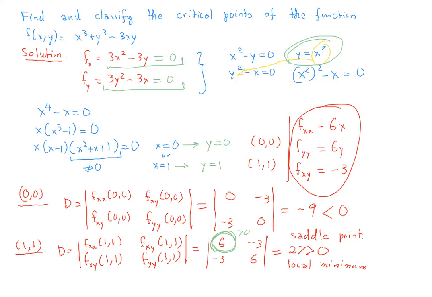In the case that D is less than 0, what that implies is that you're not going to have the same behavior in all directions. In fact, you will have directions that have opposing behaviors, which really means that you have one direction along which you have a local maximum, another direction along which you have a local minimum, and that forces the presence of a saddle point.